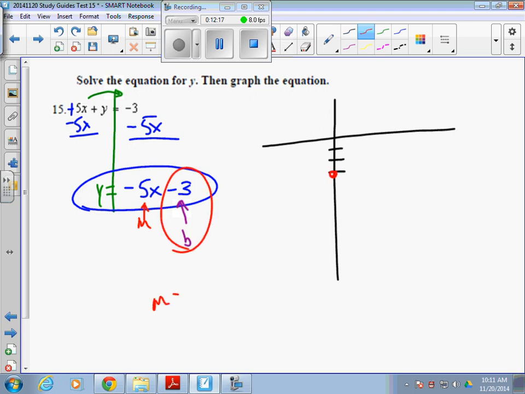Your m value is negative 5. We can put that over the number 1. So that tells you to go down 5 times. From that point we started at, go down 1, 2, 3, 4, 5 more. And to the right, we're going to go 1 time, down 1, 2, 3, 4, 5. To the right 1 time is our second point. You have 2 points. You can draw a line through both of them to show your graph.